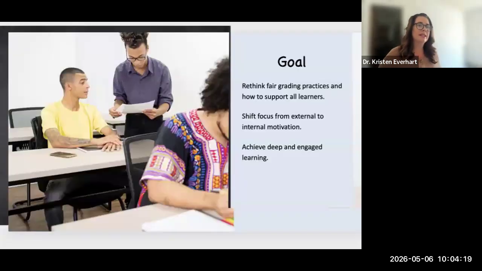Ultimately, the goal really is to help encourage us to examine and rethink our practices when it comes to grading and how we can support all learners. Not everybody is coming to the classroom in the same place, right? That is what the equity conversation is about. But how do we give everybody that same access to success and learning? And how do we achieve deep and engaged learning?